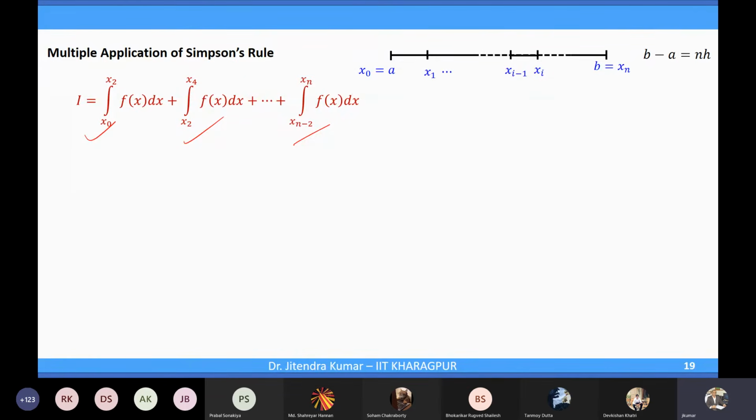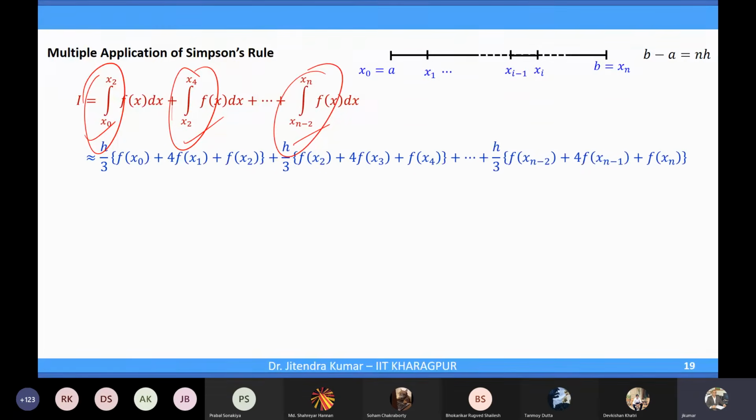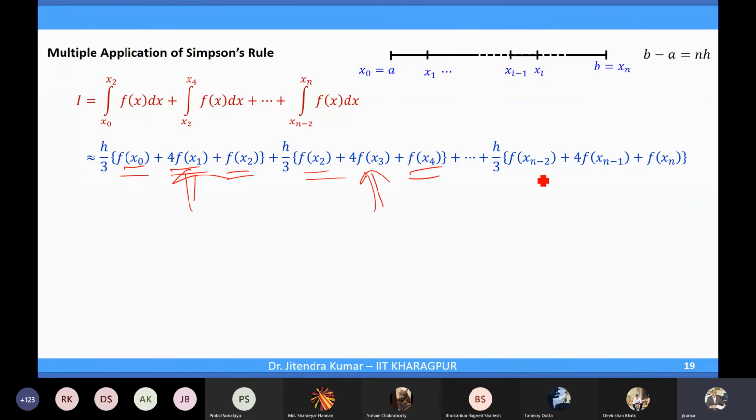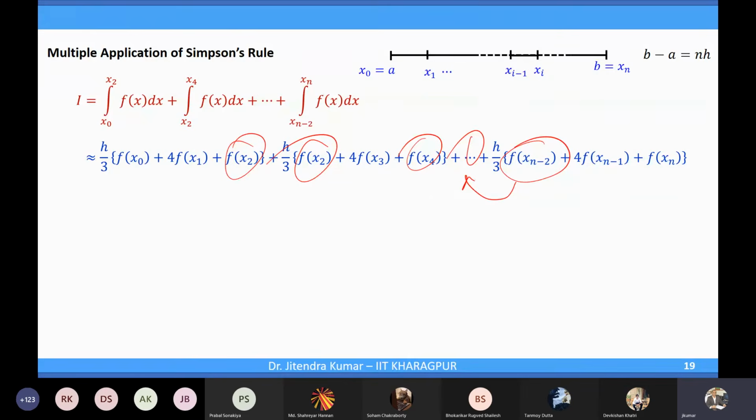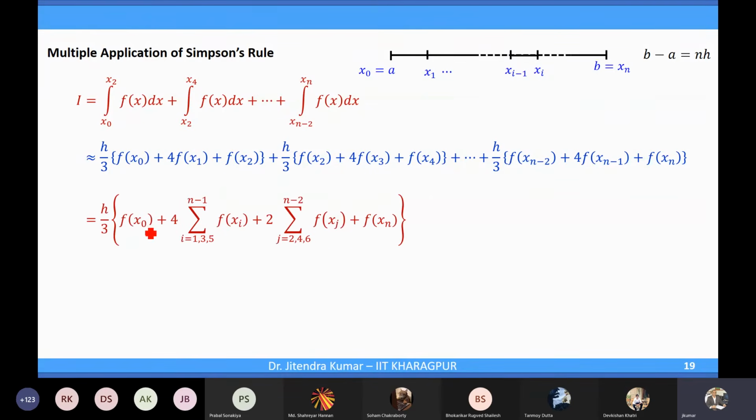So you have two intervals in between, here also two intervals, there also two intervals. You apply that f(x0), 4 f(x1), f(x2), here f(x2), f(x4), then 4 f(x3), again f(xn minus 1), f(xn), and then again 4 times the middle one, f(xn minus 1). And then simplify again, because you will see that f(x2) and here also you have f(x2), f(x4) and you will have f(x4). So those boundaries will merge. So you have h by 3 common, then you have f(x0).